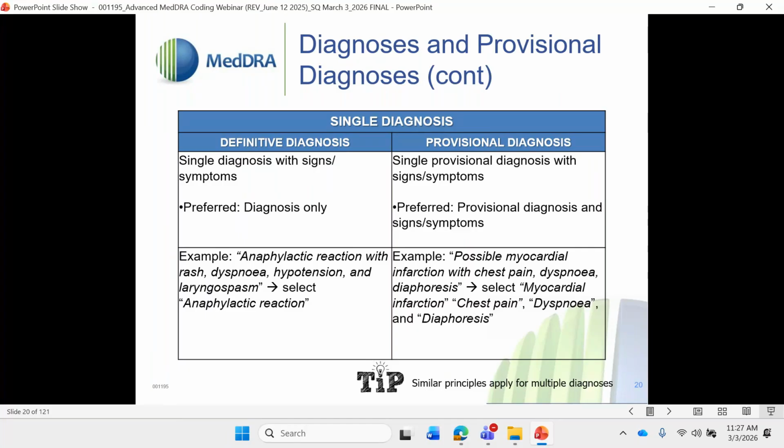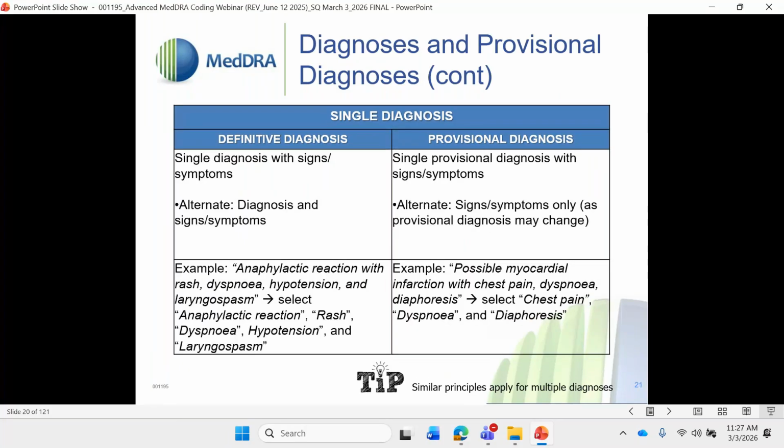So let's continue. Now, we gave you the preferred option, and I told you for every preferred option, there's also an alternative. The alternative to a single diagnosis with signs and symptoms is that you can code the diagnosis as well as the signs and symptoms. And here is the example. You have a diagnosis with all the signs and symptoms. So the alternate option is to code both of them.